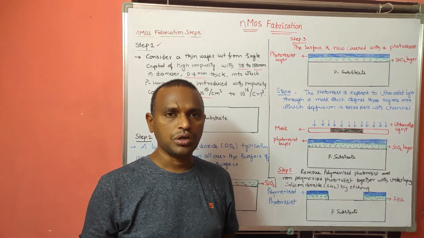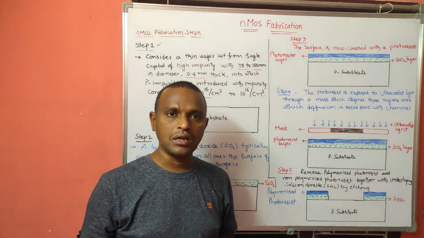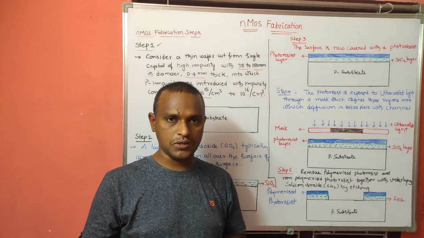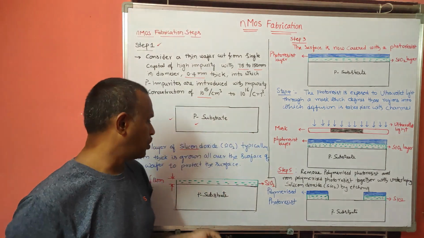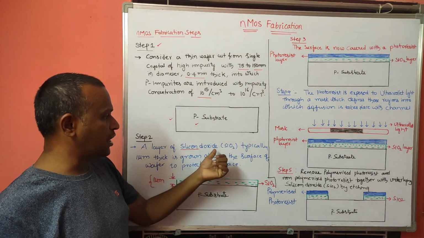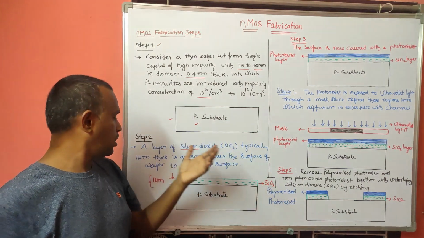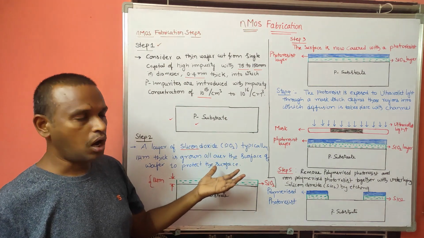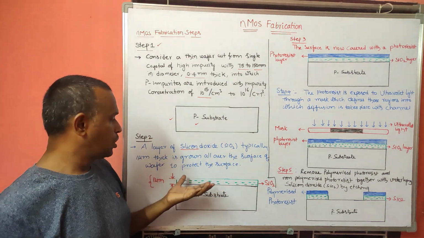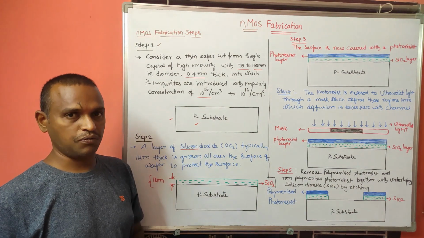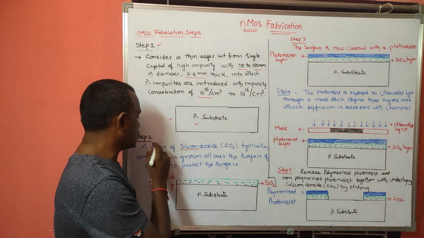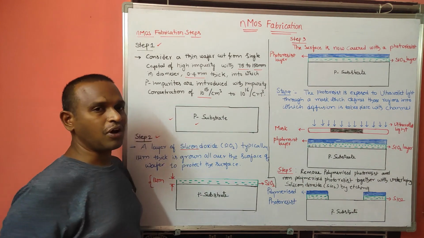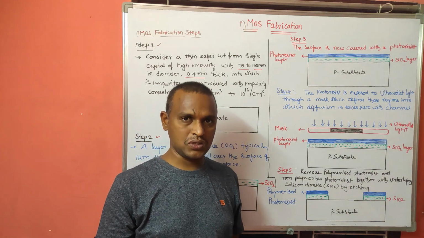How we can do it is by the oxidation process. Okay, so that is about step 2. A layer of silicon dioxide typically of 1 micrometer thickness is grown all over the surface of the wafer to protect the surface. Okay, so this is about the second step in the fabrication of nMOS transistor.